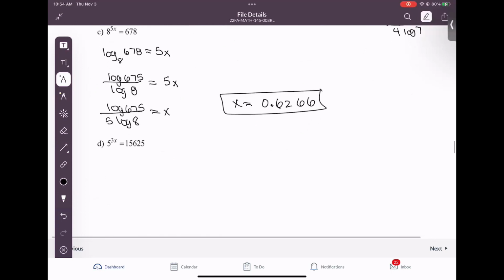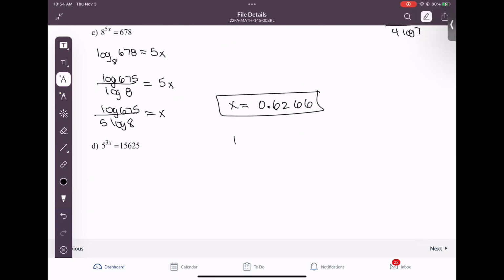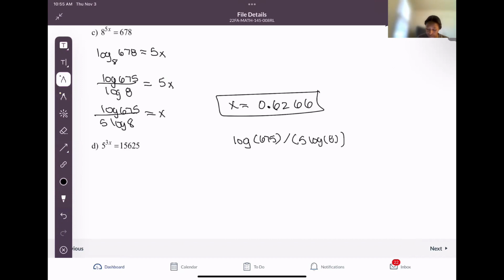How did you put it in the calculator again? Like with the open parentheses or something? So when you type in logs on your calculator, most of the time a set of parentheses will open up anyway. So if it's log of 675, close that parentheses, then divide it by open parentheses 5 log of 8. Okay, thank you. So just make sure your entire denominator is in a set of parentheses.